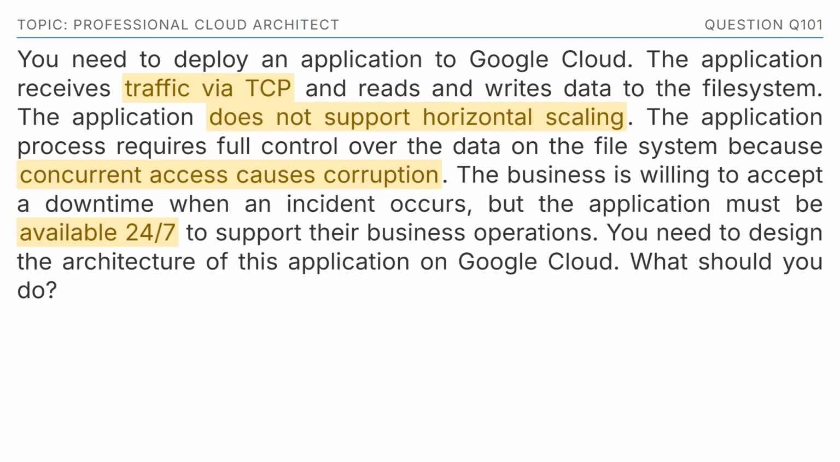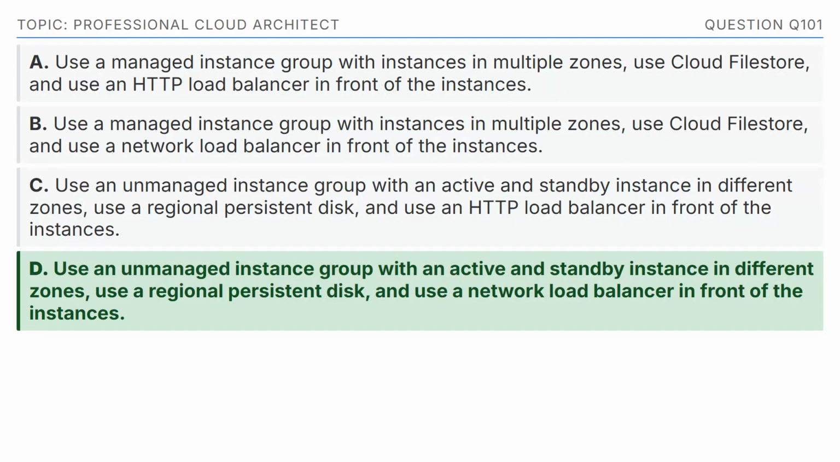To arrive at the correct answer, we focus on the keywords: traffic via TCP, does not support horizontal scaling, concurrent access causes corruption, available 24/7. Correct answer is option D. Use an unmanaged instance group with an active and standby instance in different zones, use a regional persistent disk, and use a network load balancer in front of the instances.